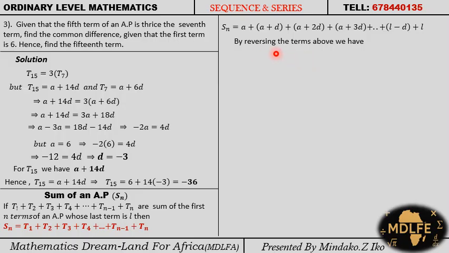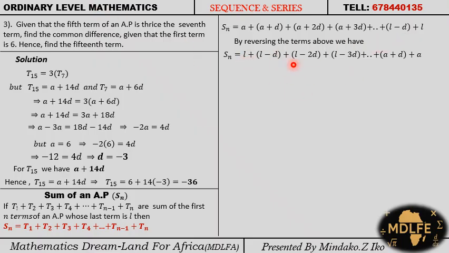From here, by reversing the terms above, we are actually deriving the sum of an AP, the formula that we all know. Now by reversing the terms above, we have that Sn equals L plus (L minus d) plus (L minus 2d) plus (L minus 3d), right up to (a plus d), then plus a. It means we have just reversed the equation. You notice that our first term here was a, and now our last term is L.